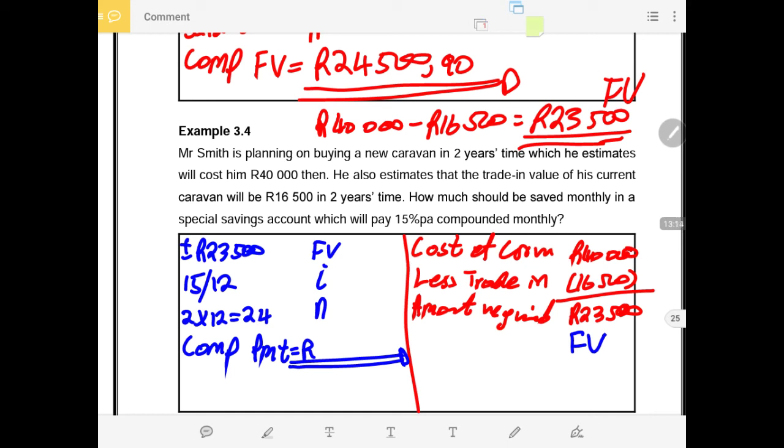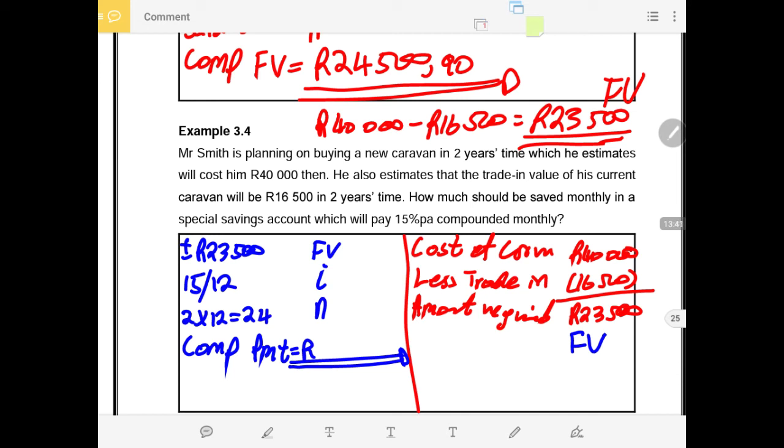Then let me use my normal hard copy calculator, where we need to say second function alpha 00 to clear the memory. Then we say plus minus 23,500 is the future value. 15 divided by 12 is the interest. 24 is n. If you want, you can say 2 times 12. Then it will say 24. Then after you press n, you say compute PMT.